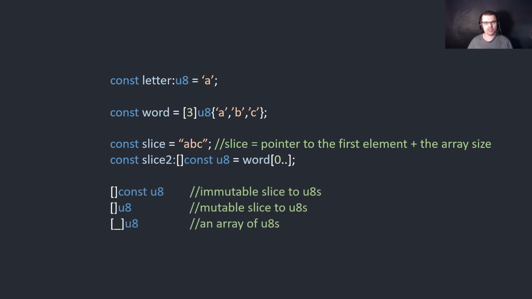And here's the basic syntax of a slice. So the top is an immutable slice to u8s because we have const. Then we have var, square brackets u8, mutable. It's a mutable slice to u8s, meaning you can change the values. And then we have an array of u8s.